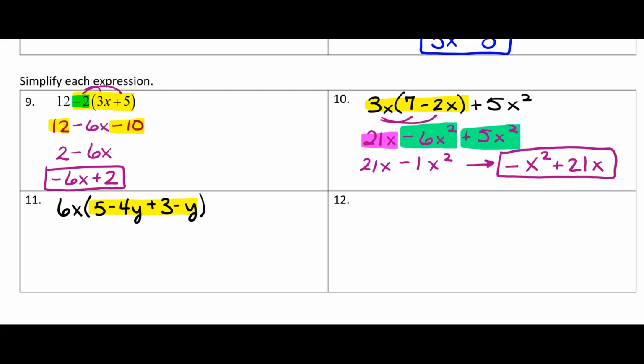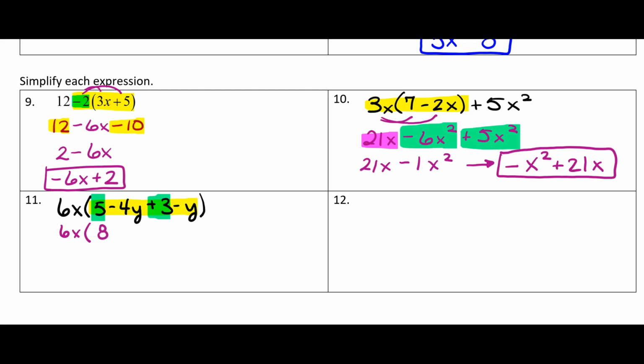We have like terms. We have this 5 and this positive 3, and then we have the negative 4y and the negative 1y. If it were me, I would go ahead and simplify it first, but you can do it either way. You will end up with the same answer. So I'm going to simplify first, so 6x times 5 plus 3 is 8.